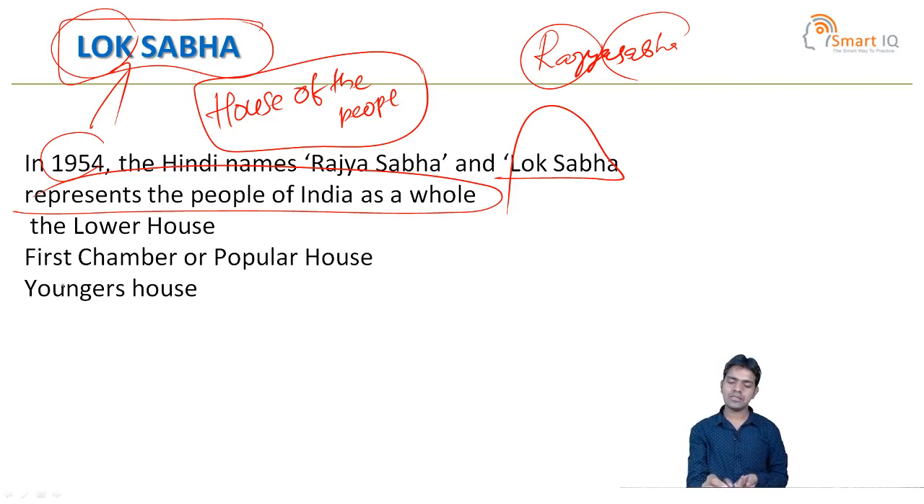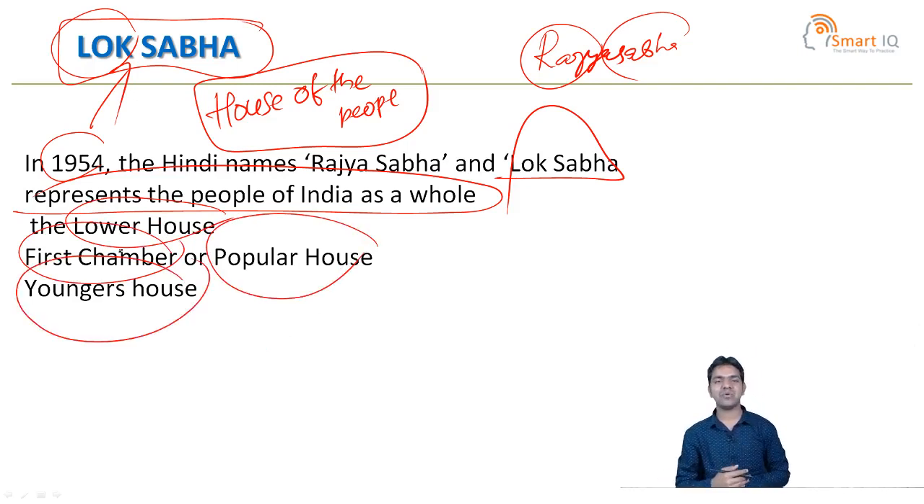It is also called the lower house. It is also called the first chamber of the Parliament. It is also called the popular house. It is also called the younger house. These are the different names of the Lok Sabha: lower house, House of the People, first chamber, popular house, or younger house.